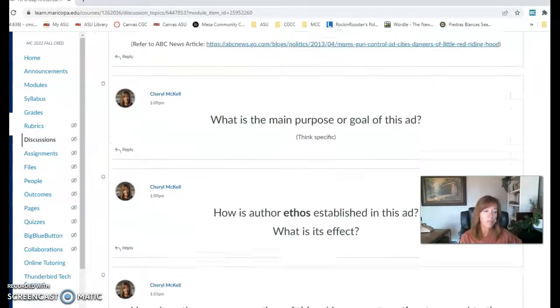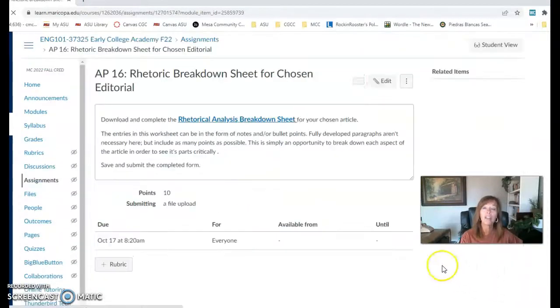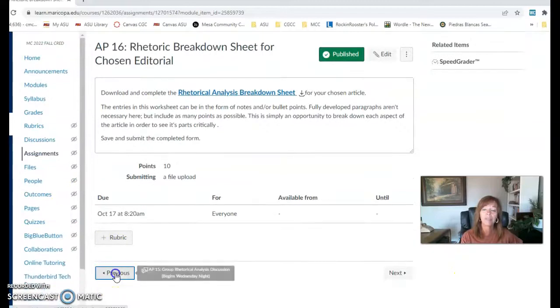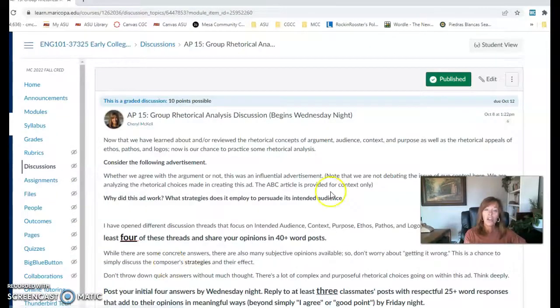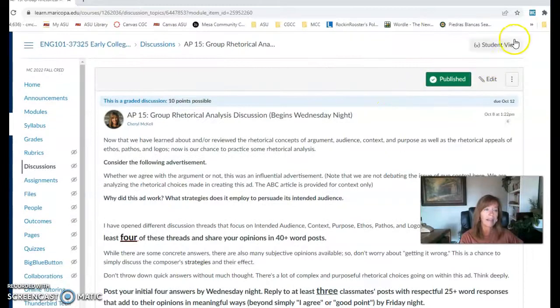So that's really important. And then you would respond to at least, what do I have? Three of your classmates' posts with meaningful posts, you know, beyond simply, "Hey, great job," "Yeah, I agree." I'm sorry, here's my dog barking. With some meaningful posts by Friday night. Okay, so this is going to be the main thing that we're going to be doing this week. So get that in there.